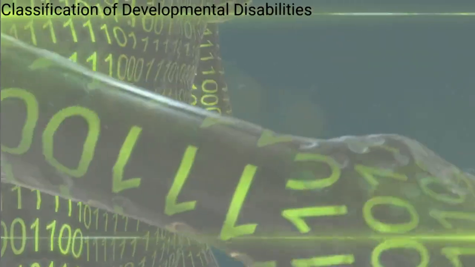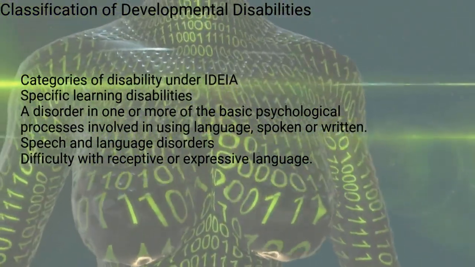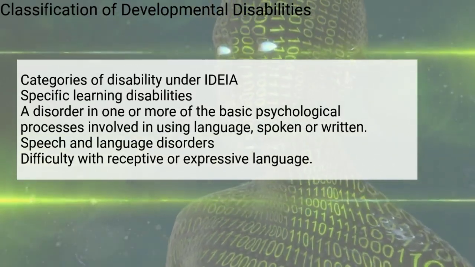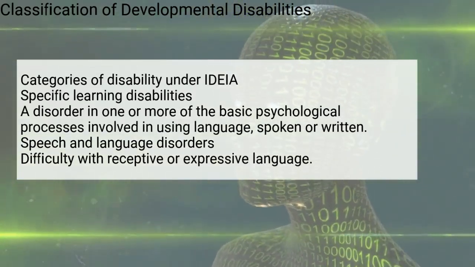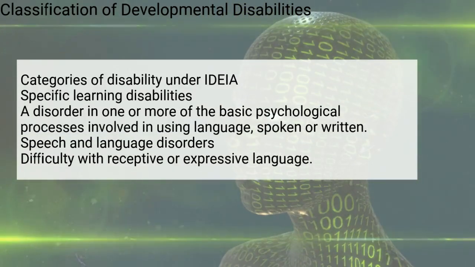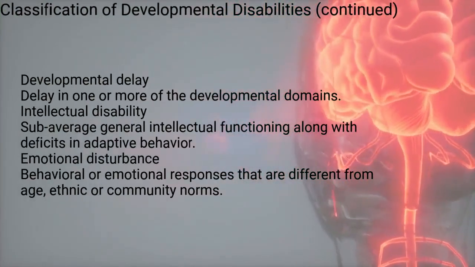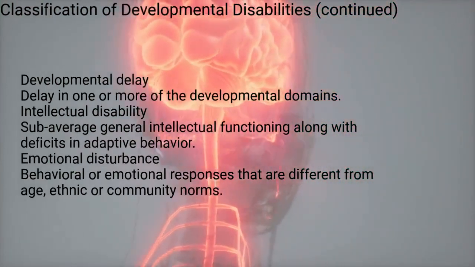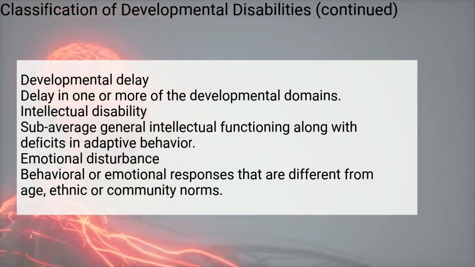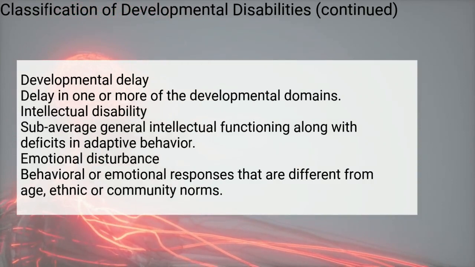Categories of disability under the IDEIA. Specific learning disabilities, a disorder in one or more of the basic psychological processes involved in using language, spoken or written. Speech and language disorders, difficulty with receptive or expressive language. Developmental delay, delay in one or more of the developmental domains. Intellectual disability, sub-average general intellectual functioning, along with deficits in adaptive behavior. Emotional disturbance, behavioral or emotional responses that are different from age, ethnic, or community norms.